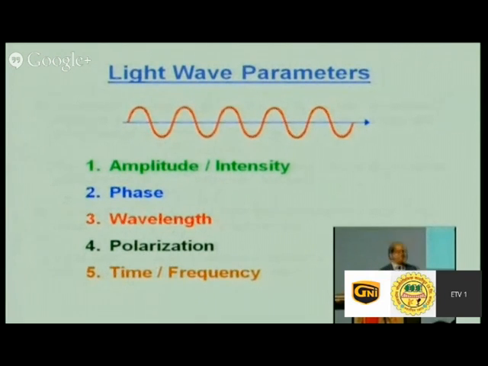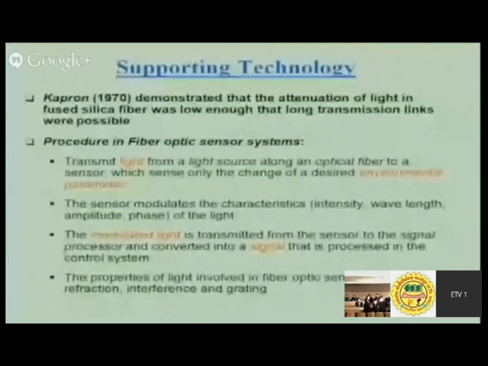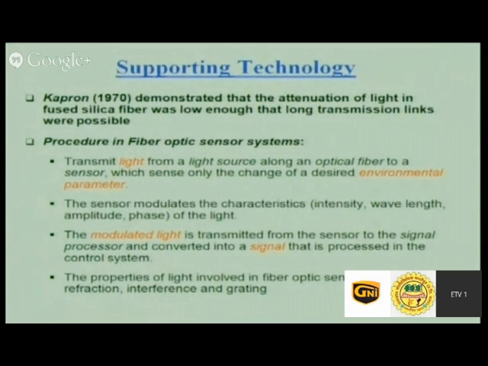So any change in any of the characteristics of the light can be used as a sensing medium, as a sensing parameter. So the sensing technology is only the fiber optic. We need a fiber, and we have to see how the environment can be sensed, how the light is affected by the different environment created. It can be gas sensing, sound sensing, thermal sensing, any type of sensing, it can sense the environment.